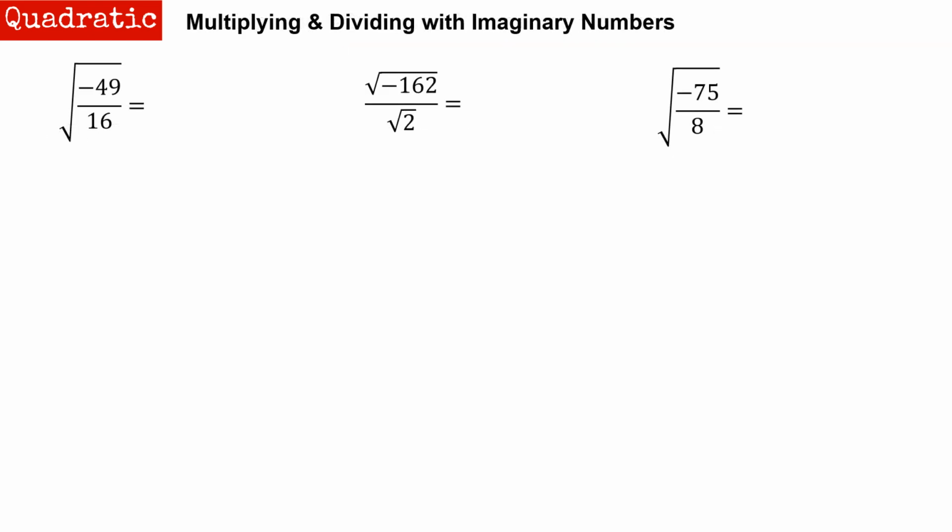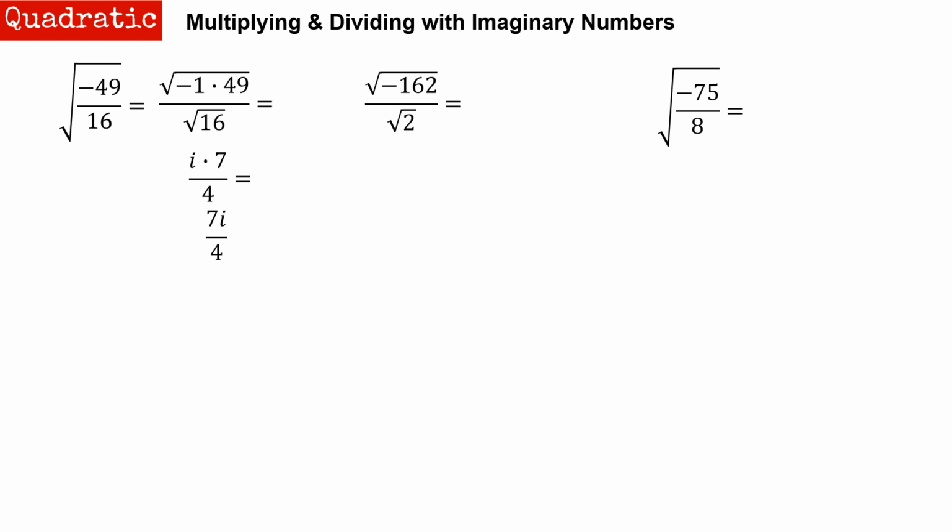Let's look at dividing. Whenever we have a fraction, we want to figure out if we can reduce it. But in this case, negative 49 divided by 16 does not reduce. So what I like to do is rewrite it. So I'm going to have the square root of negative 1 times 49 over the square root of 16. The square root of negative 1 is i, the square root of 49 is 7, and the square root of 16 is 4. That gives us 7i over 4.